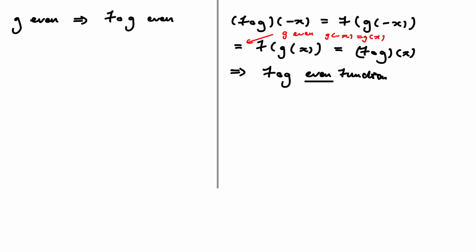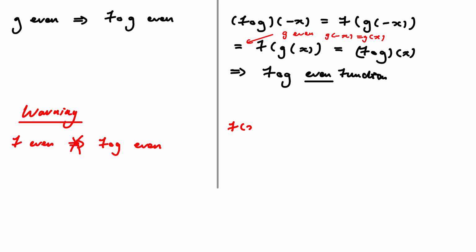So let's do another one. Warning. f even does not guarantee that the composite is even. Absolutely not, right? So that's kind of weird. It's only one way around. So let me just show you why. Let's do it by example. If I do f of x is x squared, and let's do g of x is equal to x plus 1, shall we say. So this implies what?